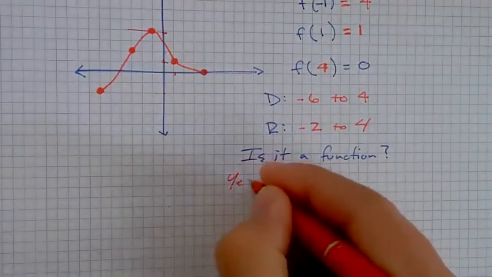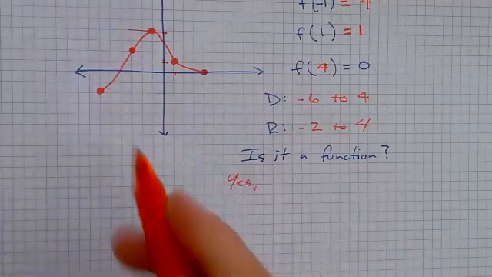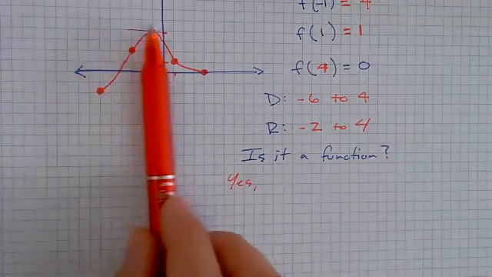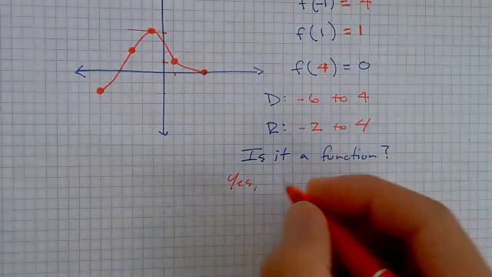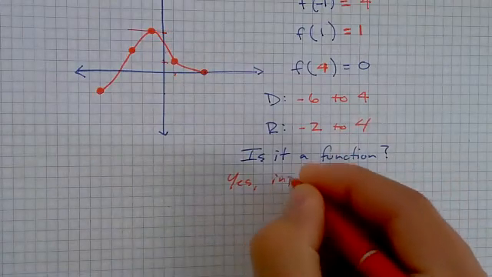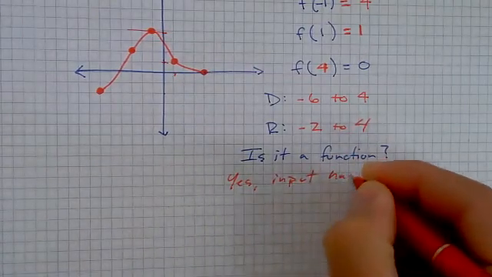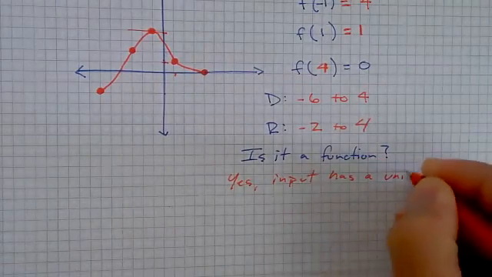Is it a function? Yes. Okay, again, we're looking at it passing the vertical line test, which it does. So we can say each input has a unique output.